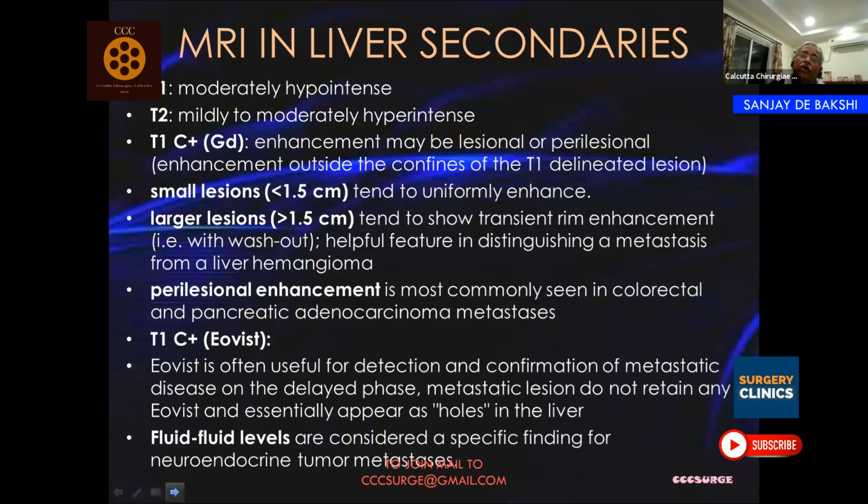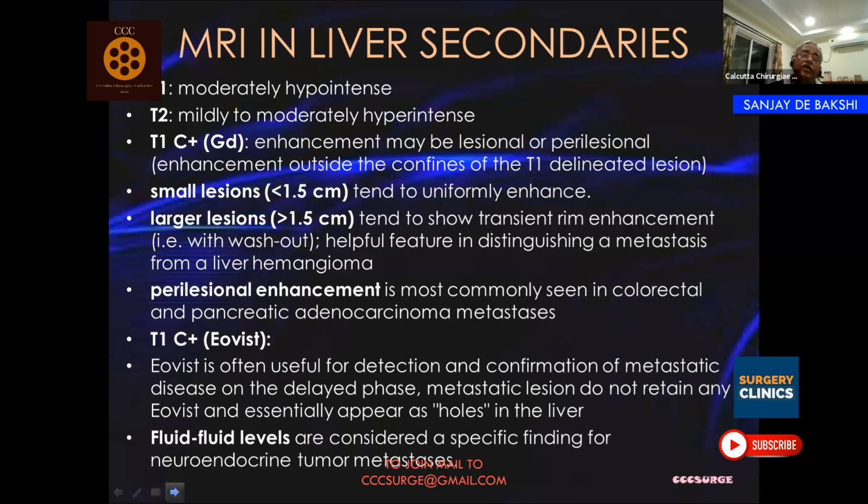Small lesions less than 1.5 centimeters tend to enhance uniformly, but larger lesions more than 1.5 centimeters tend to show transient rim enhancement, that is with washout. This is a helpful feature in distinguishing a metastasis from a liver hemangioma, and we know what a hemangioma does. It's creeping enhancement. Perilesional enhancement is most commonly seen in colorectal and pancreatic adenocarcinoma metastases.